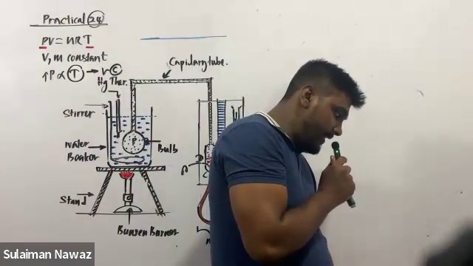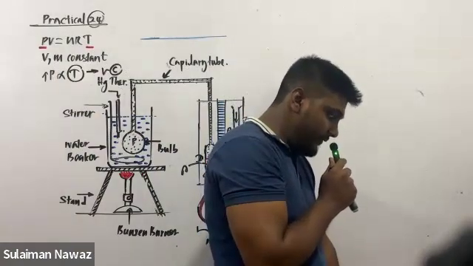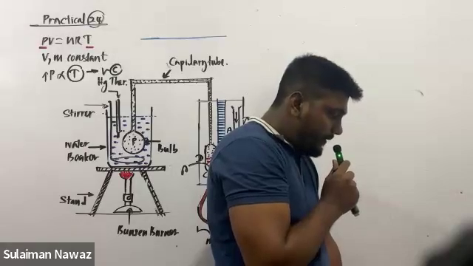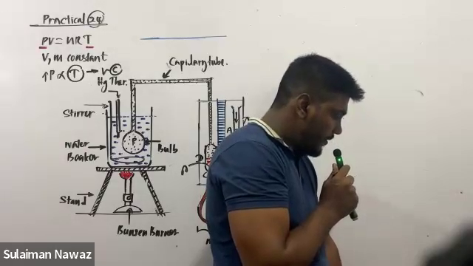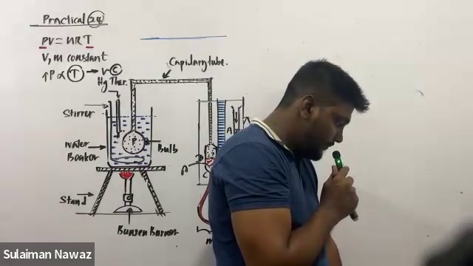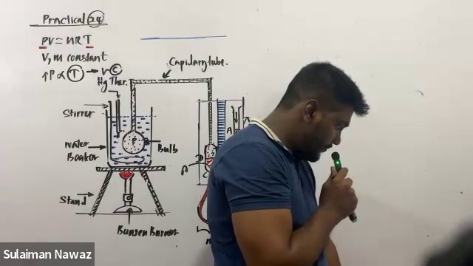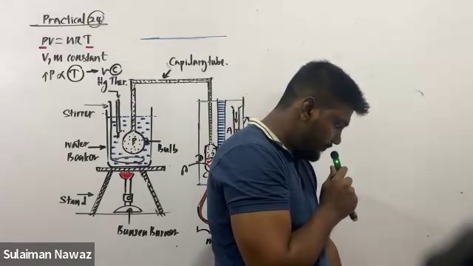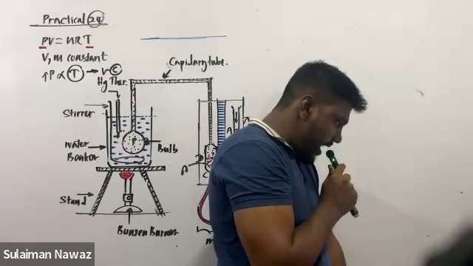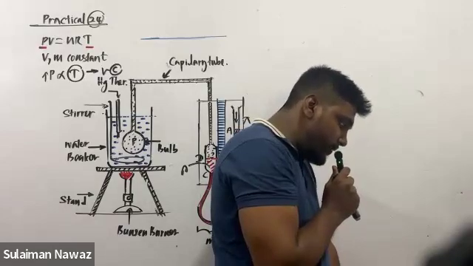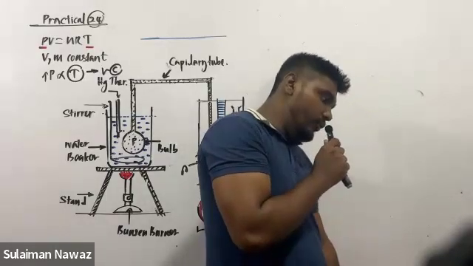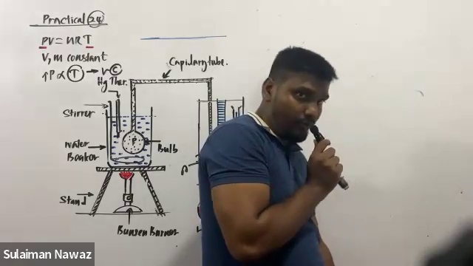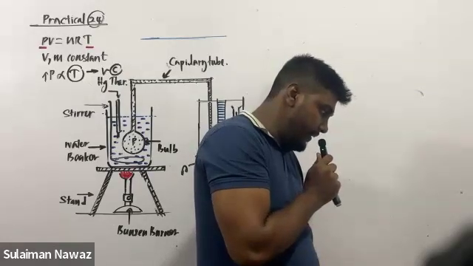Comma. Calculate the difference in height level (simple h) of the mercury levels in the two arms, and draw the variation of simple h with capital T. Don't worry, I will explain.